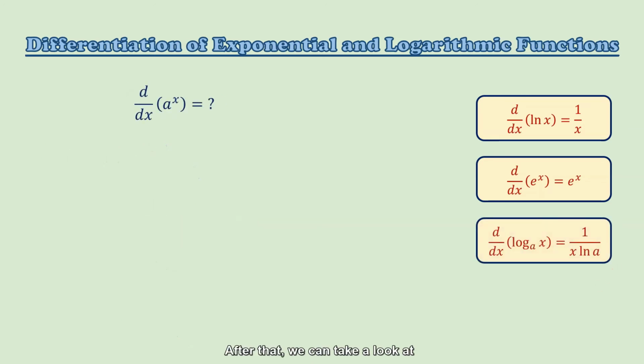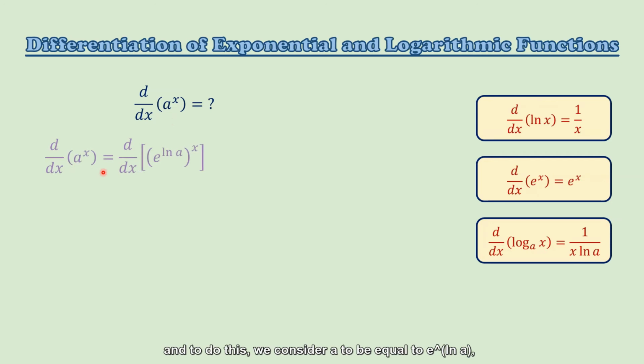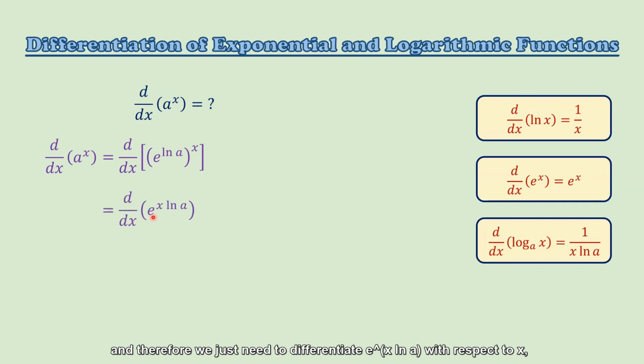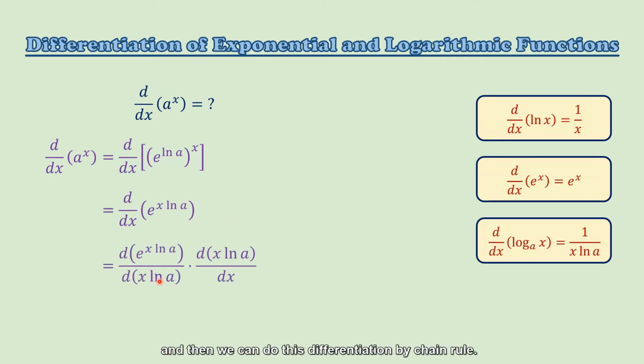After that, we can take a look at how we can differentiate a general exponential function a to the power x. Again, the trick is to change the base from a to e. To do this, we can consider a to be equal to e to the power natural log a. Therefore, we just need to differentiate e to the power x log a with respect to x. And then we can do this differentiation by chain rule. For the first differentiation, because it is just equal to itself, it is equal to e to the power x log a.